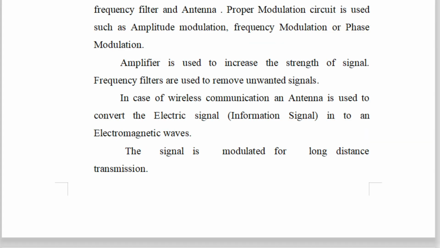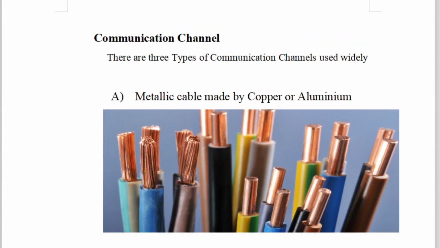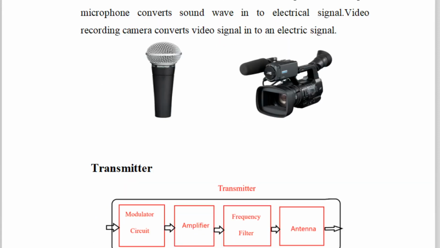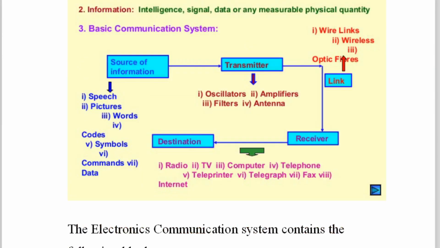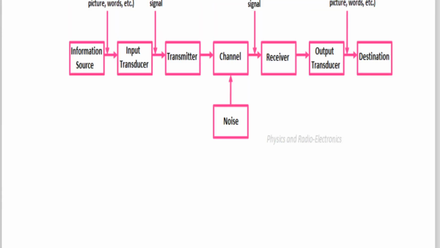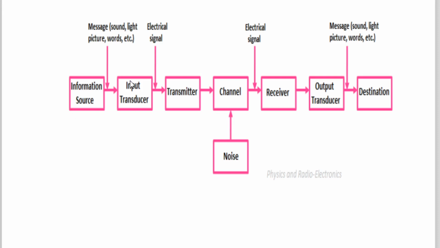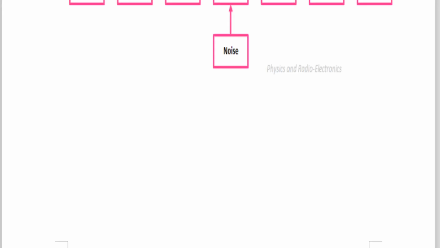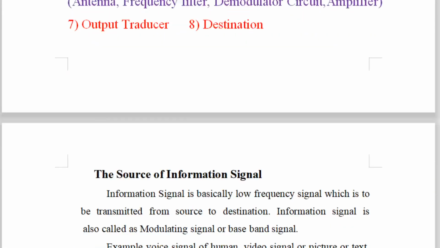Now after the transmitter, what comes? The communication channel. So here, first block, second block, third block, and then it comes to the communication channel. Communication channels are of three types which are widely used, and we'll study them now one by one. So let us go to the communication channel.